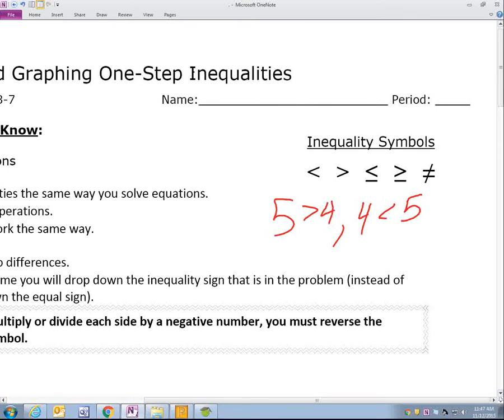See how the inequality symbol is pointing at the 4? Imagine it being like a line here. That arrow is pointing at the 4.